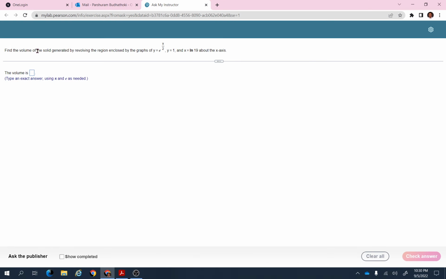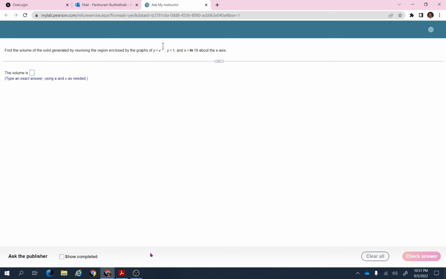Find the volume of the solid generated by revolving the region enclosed by the graph of y equals e to the power x over 2, y equals 1, and x equals ln 19 about the x-axis. As you can see, this is a problem from section 6.2. I think it's number 17.